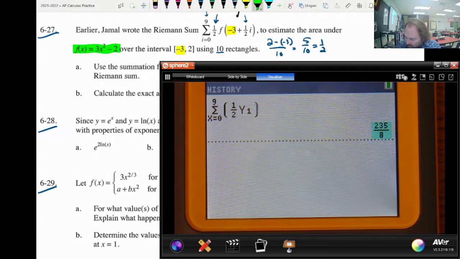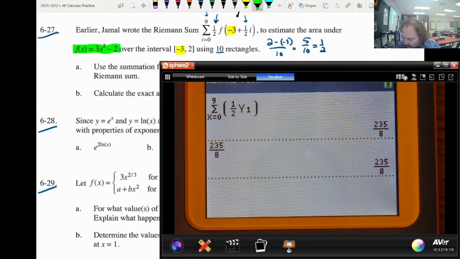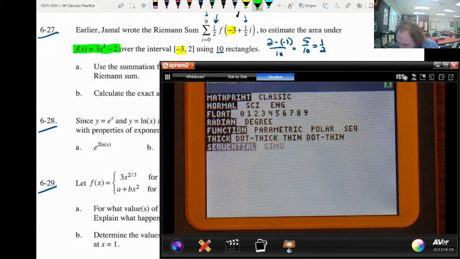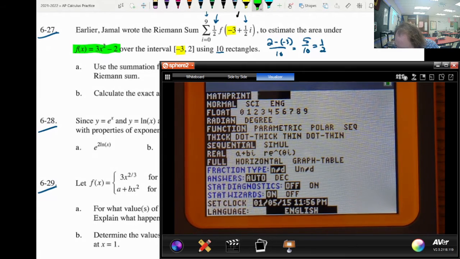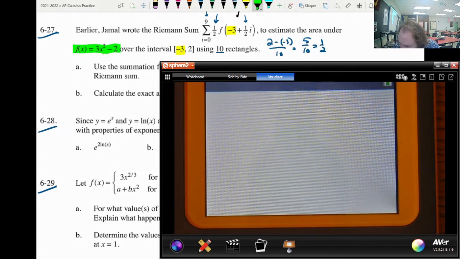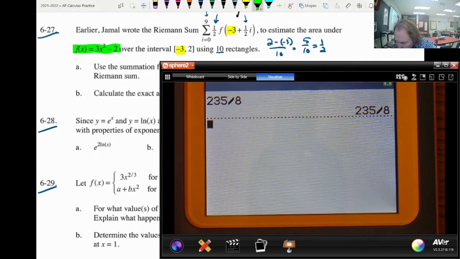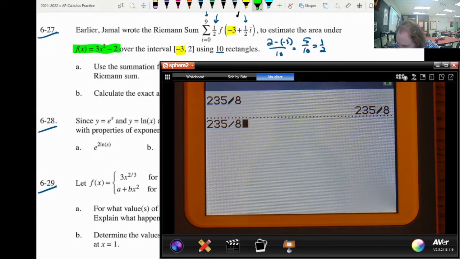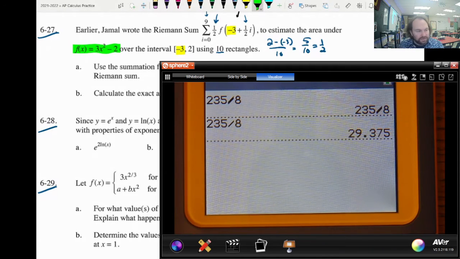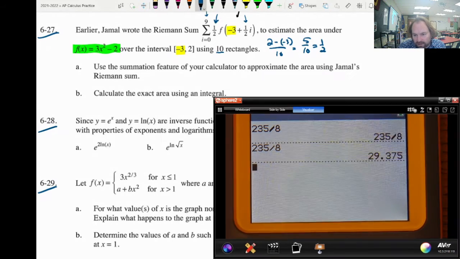Can I get an estimation for this, please? Oh my gosh. How can I force it to be a decimal? How about classic mode? Does that work? Oh, shoot. Hang on. I want it to be a decimal. 235 divided by 8, there we go. 29.375. So for part A, the estimation that we get on the calculator is 29.375.